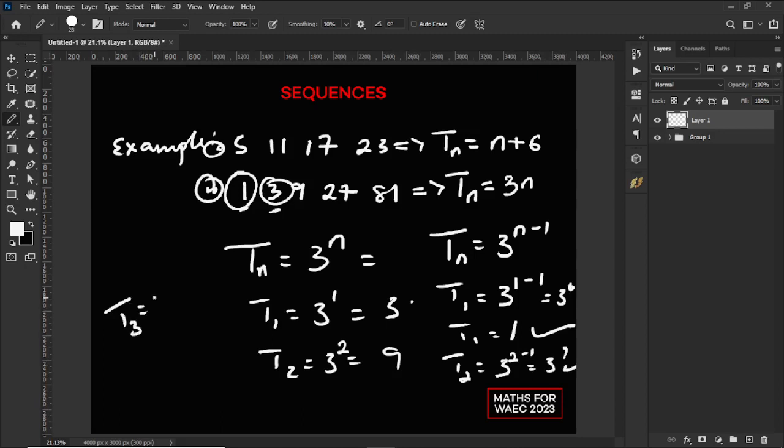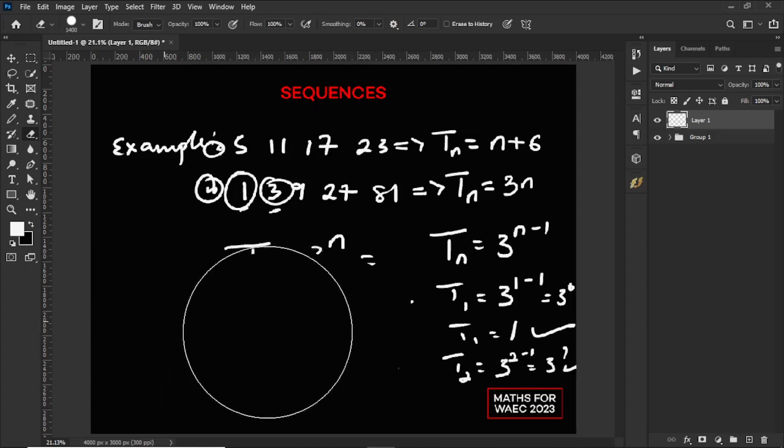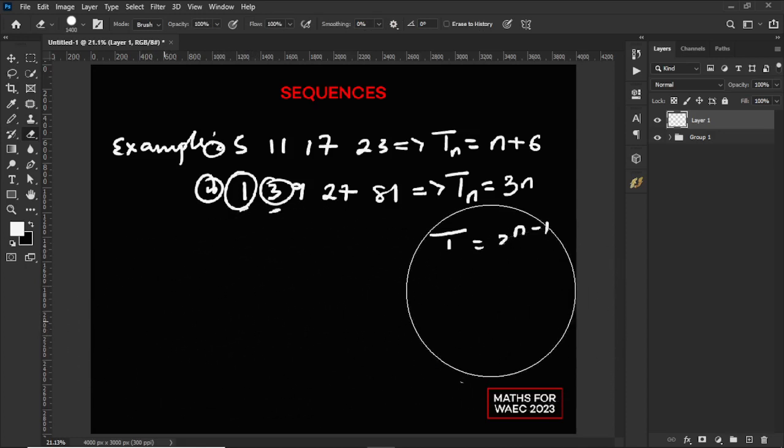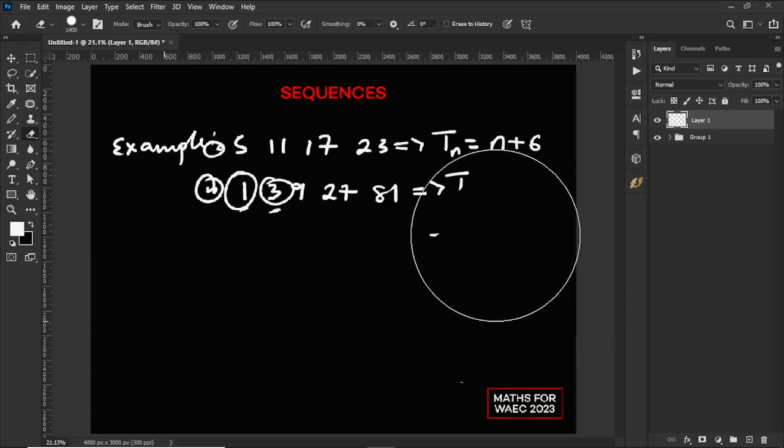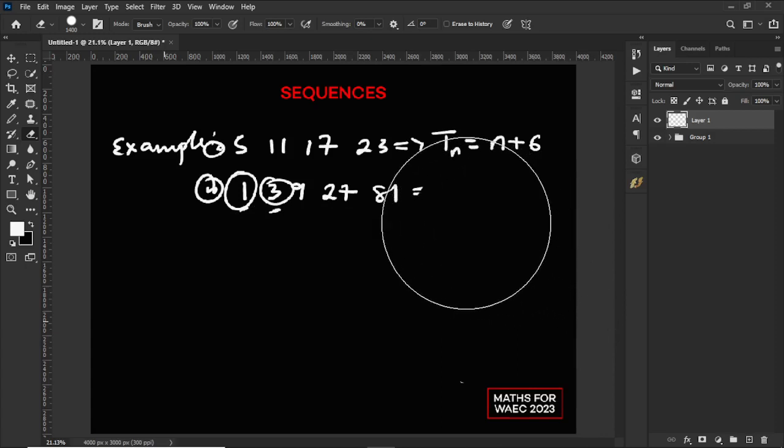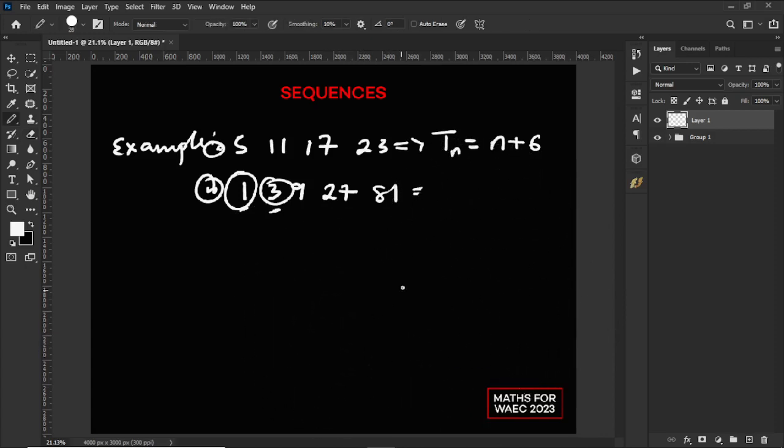T3, Abi. Yes, sir. That will be 3 raised to power 3 minus 1, and that will just be 3 raised to power 2, which is 9. And that's absolutely correct. So we can give ourselves a plus now. We are right. So we have been able to generate the nth term for the second sequence also. Okay. So the nth term for this sequence is going to be 3 raised to power n minus 1.